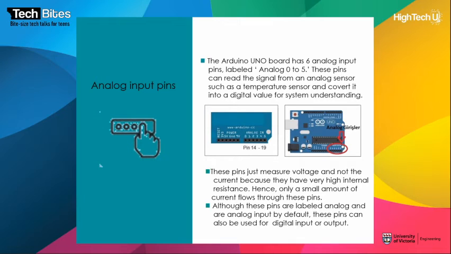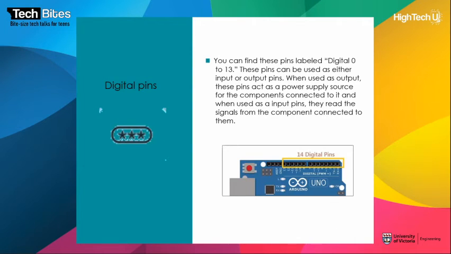Hence, only a small amount of current flows through these pins. Although these pins are labeled analog and are analog input by default, they can also be used for digital input or output. Now let us look at digital pins. You can find these pins labeled digital 0 to 13. These pins can be used as either input or output pins. When used as output, these pins act as a power supply source for the components connected to them. And when used as input pins, they read the signals from the component connected to them.